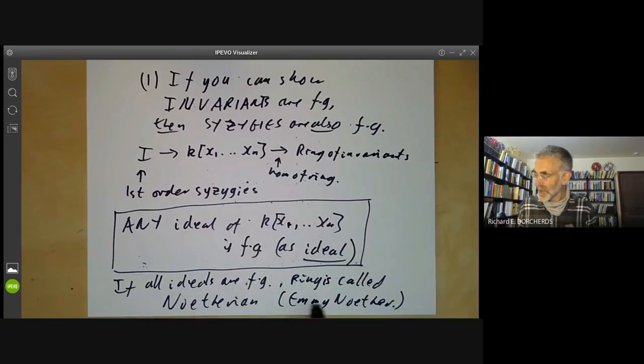They were named after Emmy Noether because she studied them very deeply and showed that a lot of theorems that people had proved about polynomial rings could in fact be proved much more easily in the more general case of all noetherian rings. So she greatly simplified the theory.